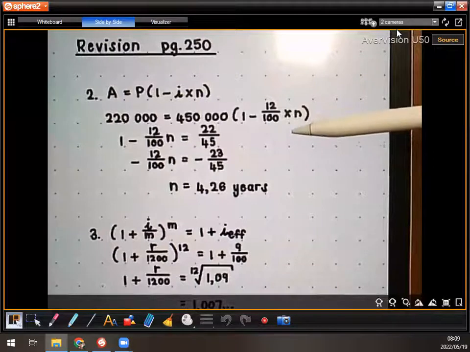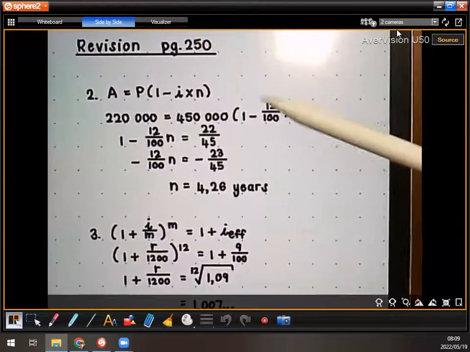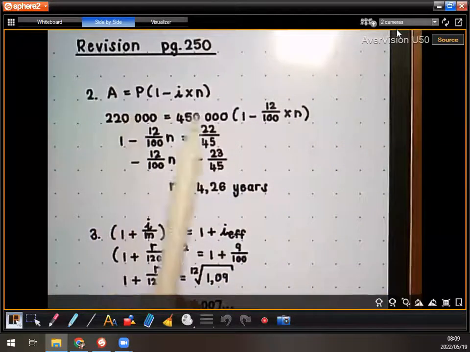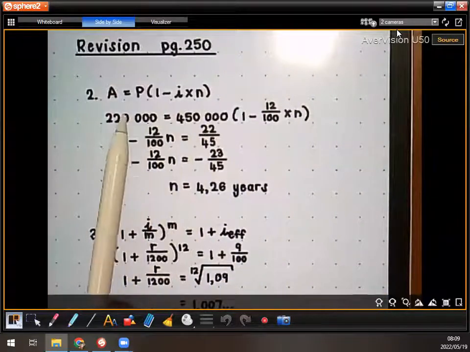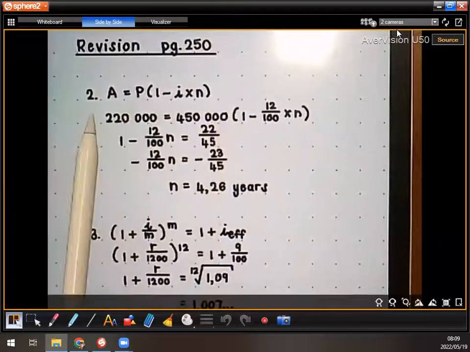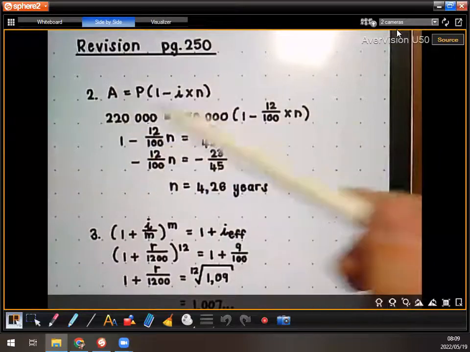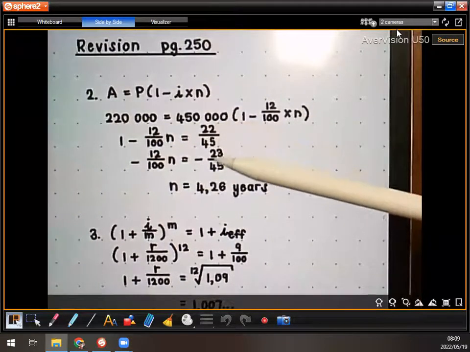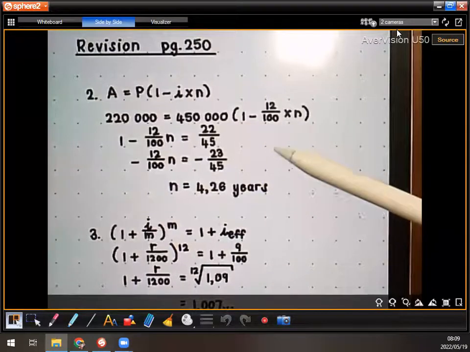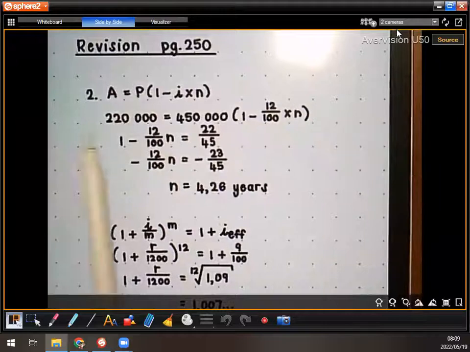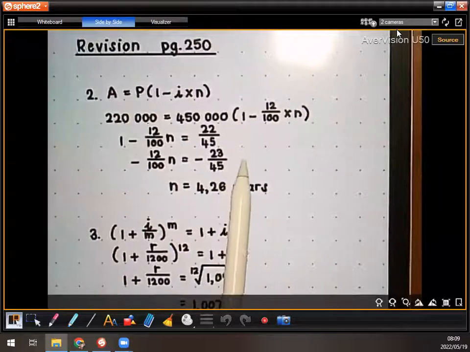Now again, sorry, what I did was I just swapped sides. I wanted to have this on the side. So what you need to do to get rid of this 450,000, you have to divide by 450,000. 220,000 divided by 450,000. Now guys, if you type that in, this is what comes up, right? The simplified fraction. You can press the button and write the decimal, but you don't have to. Then you need to minus 1.